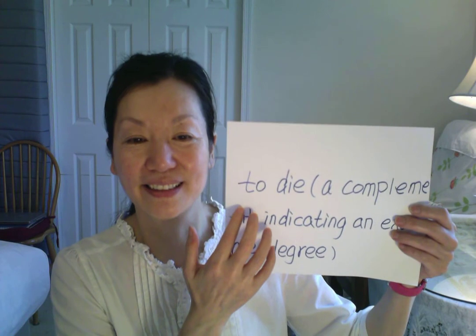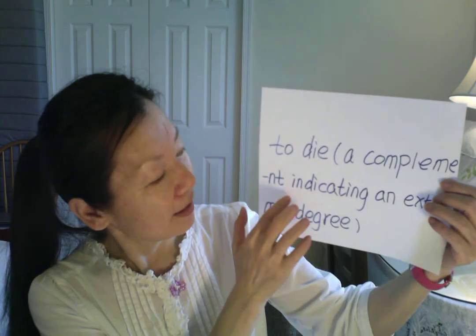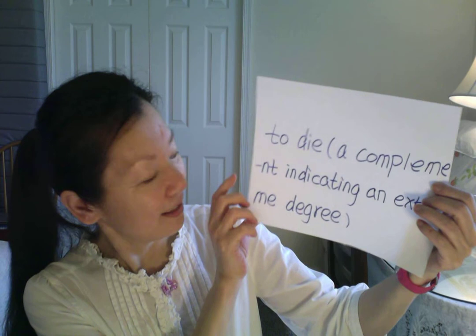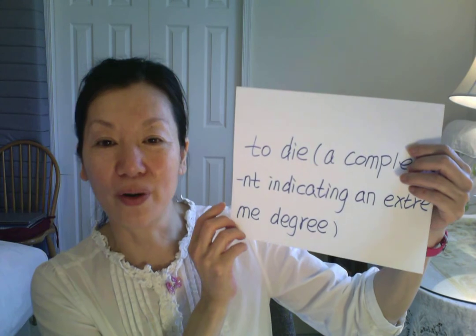Let's see the next one here. It's to death. To death. To complete. Indicating an extreme degree. To death. In Chinese we say 死. Yeah. 死. To death. 死. And that's it. Let's see the next one here.